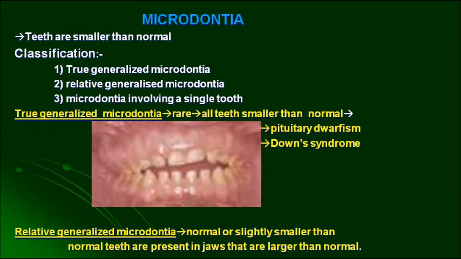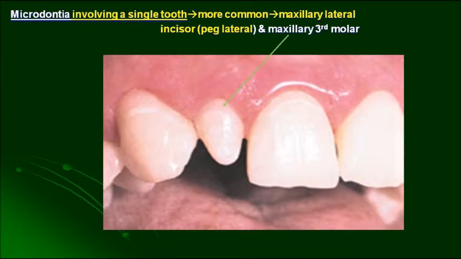True generalized microdontia is seen in case of pituitary dwarfism and Down syndrome. Note down the picture. Here, what do you see? A microdontia, a relatively smaller tooth. A single tooth can also be affected. In this case it is the maxillary lateral incisor, which is called a peg lateral. So microdontia most commonly involves which tooth? That can also be an MCQ question. It most commonly affects the maxillary lateral incisor, called the peg lateral. So the most commonly affected tooth is the maxillary lateral incisor.